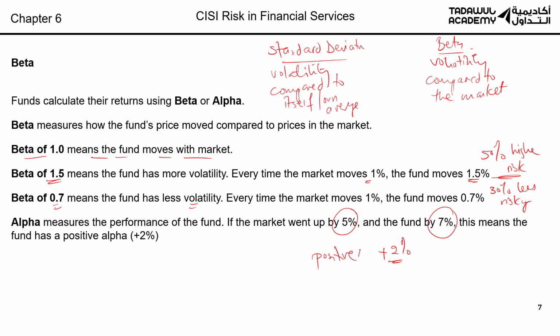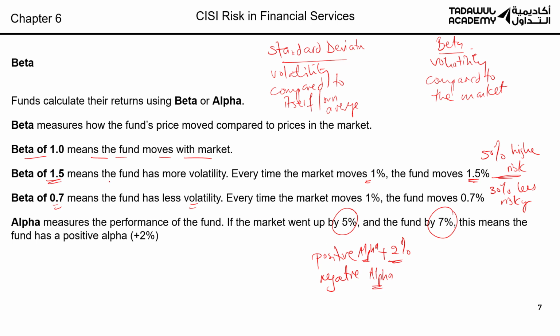Positive alpha is when you have an excess return over the market. Negative alpha is when you have less return than the benchmark or the market. So the market made higher returns than your portfolio. Nobody wants negative alpha. Everybody wants positive alpha.